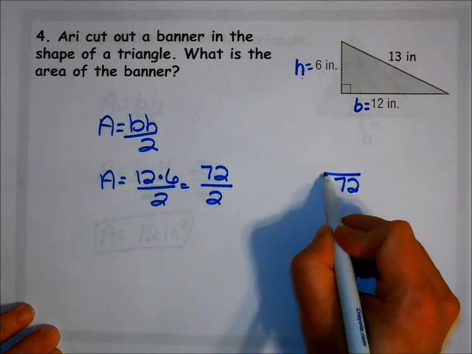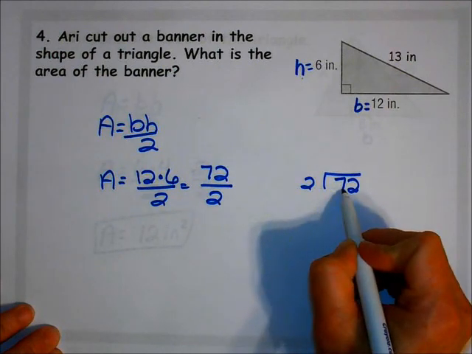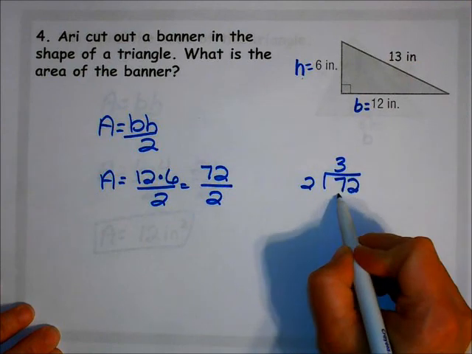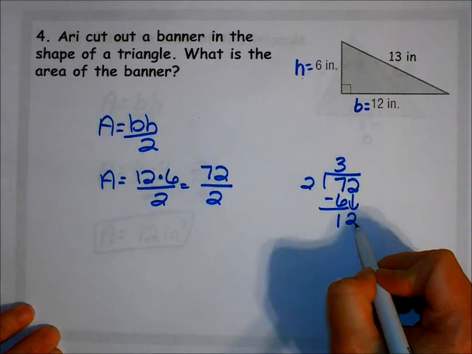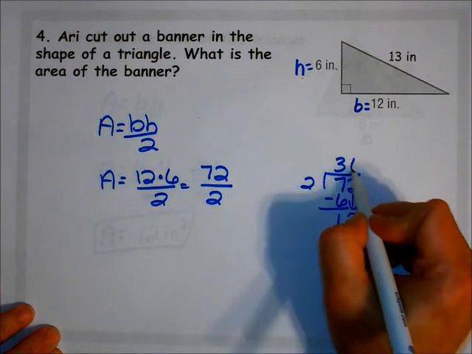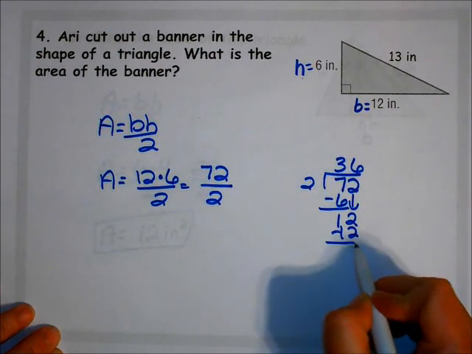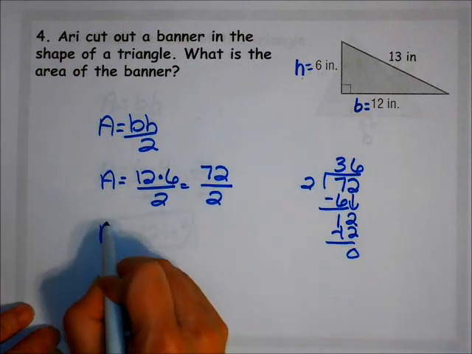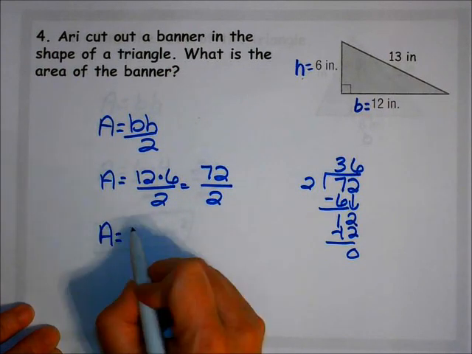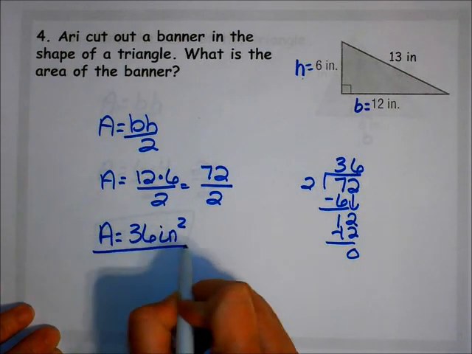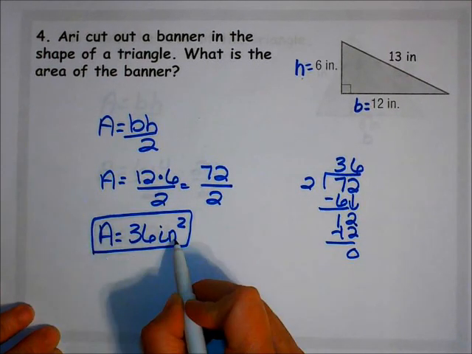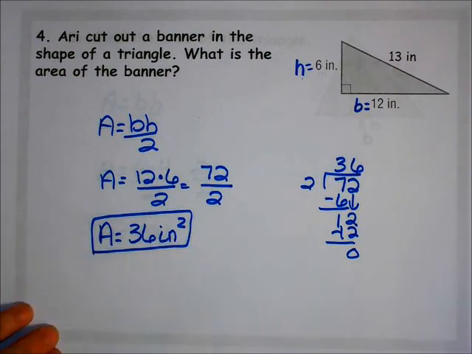So I'm going to come to the margin and divide. 2 divides into 7 3 times. That's 6 with 1 left over. Bring down the 2. 2 goes into 12 6 times with none left over. So the area of Ari's banner is 36 inches squared. Don't forget to label your answer.